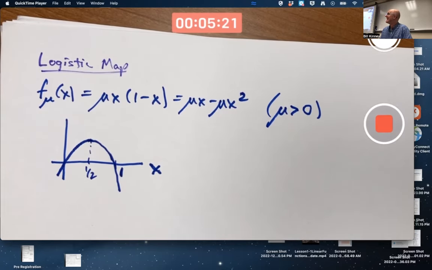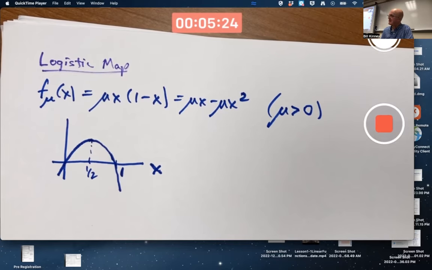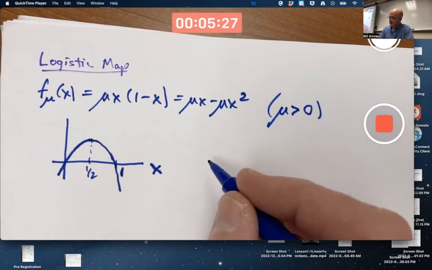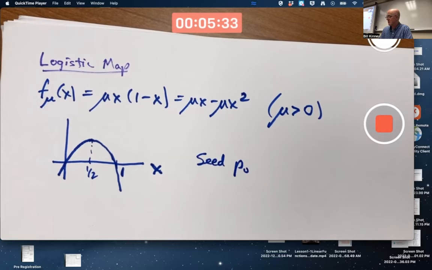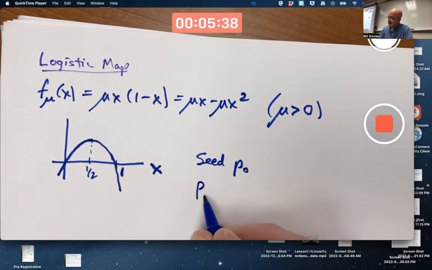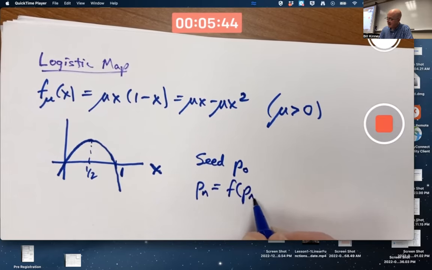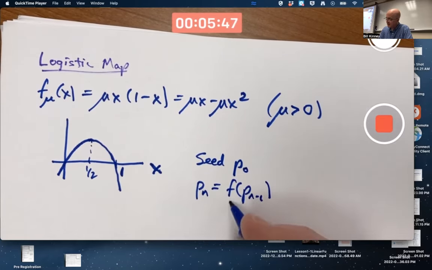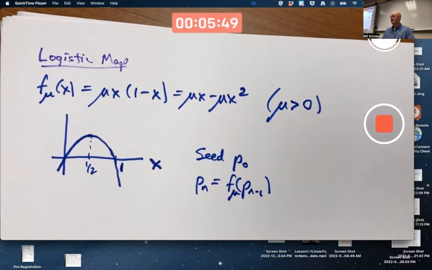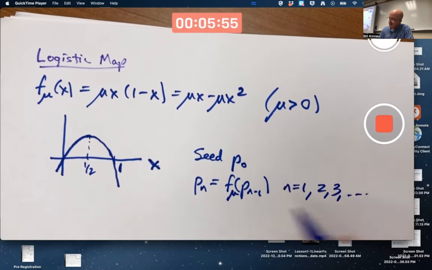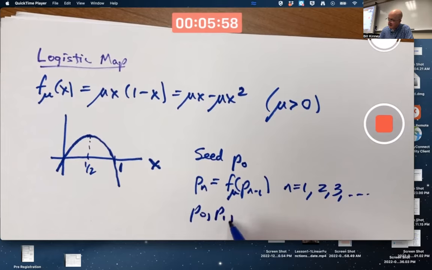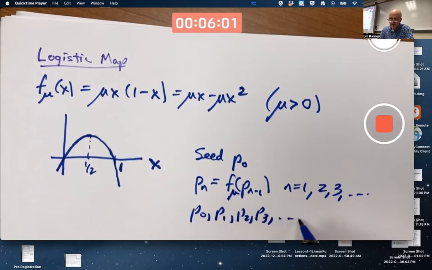We're interested in iterating this function. In other words, we're interested in defining a sequence recursively. Start with a seed, an initial value, call it p sub 0, and use this recursive equation, Pn equals f sub mu of Pn minus 1, to generate a sequence P0, then P1, then P2, then P3, etc.